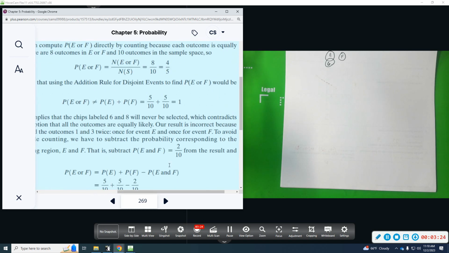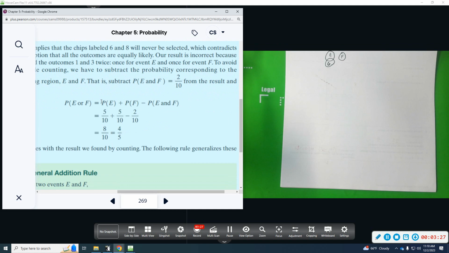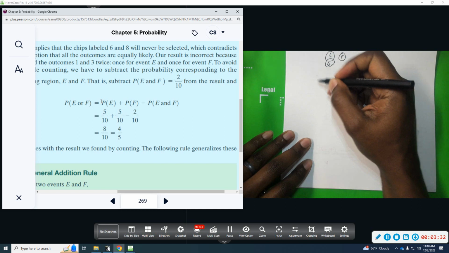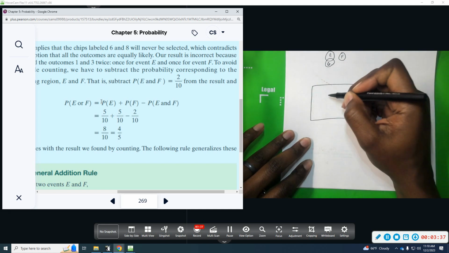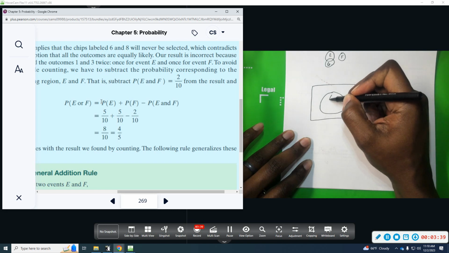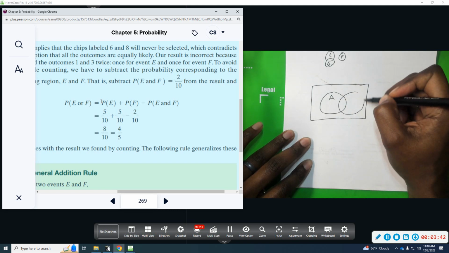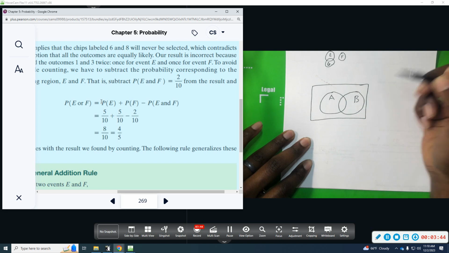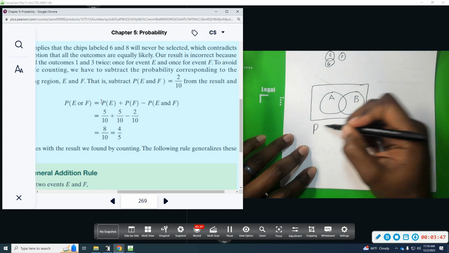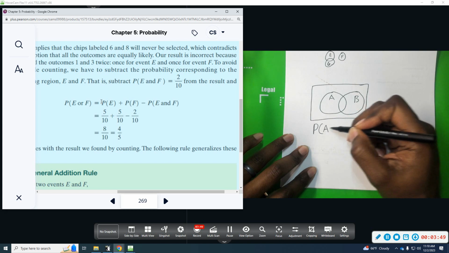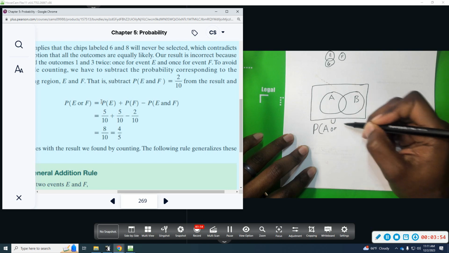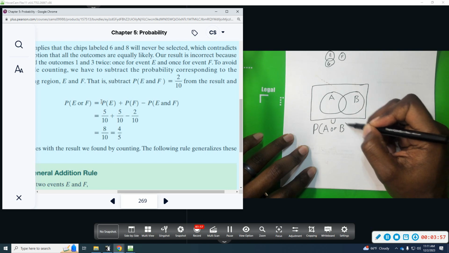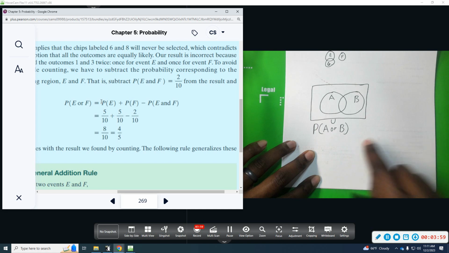Okay, so let's talk about this formula, generally speaking. So if I have a sample space, and I'll just call this first one A, and I'll call this circle B, and I want to find the probability of A or B. Sometimes they use this U symbol, that means union, A or B, same thing. And here's how we come up with that.